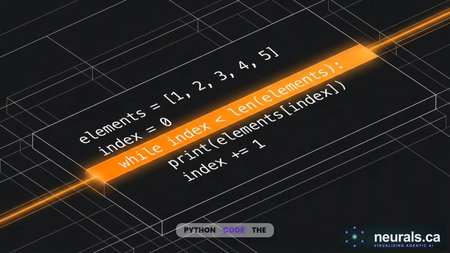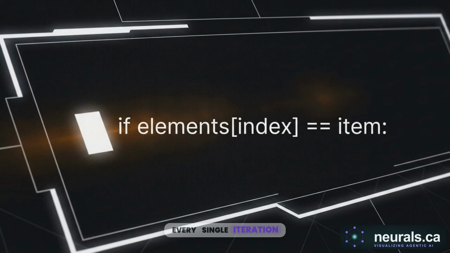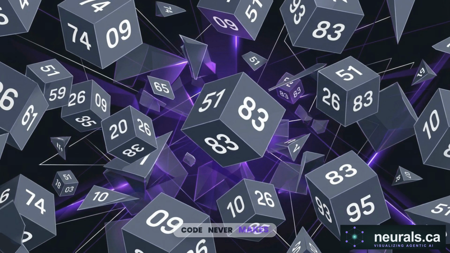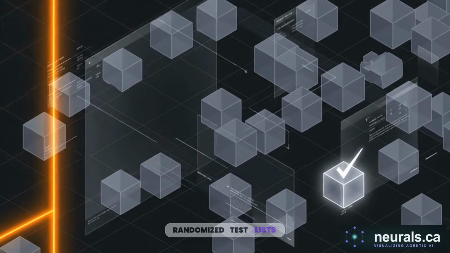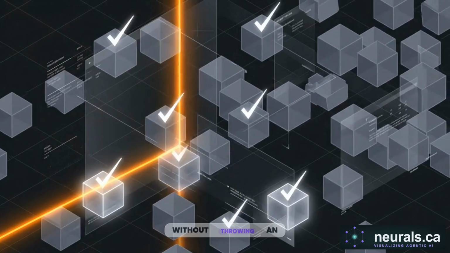Looking at the Python code, the core engine is just a basic while loop. On every single iteration, it tests if the current element matches the target item. Because the code never makes assumptions about the order of the numbers, you can feed it completely randomized test lists, and it will smoothly parse them without throwing an error.